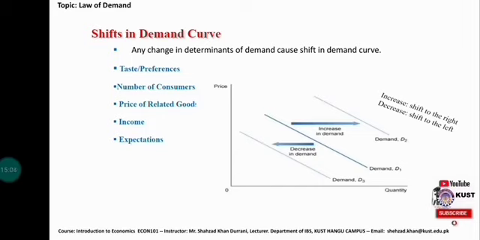And then the expectations we have. For example, we have the holy month, Ramadan. If Ramadan is coming, everybody is going to buy many products. For example, if tomatoes are very cheap and people think that Ramadan is coming after a week, people are going to buy more and more tomatoes. So this causes an increase in demand, right? This is called the effect of expectations, one of the determinants that cause shifts in the demand curve.